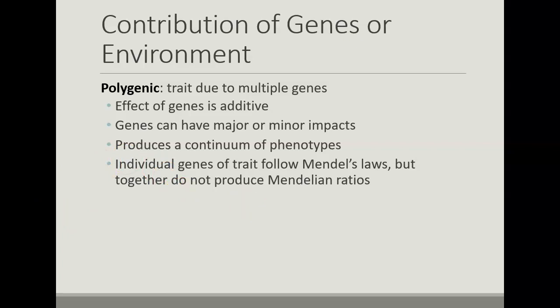So we cannot use Punnett squares to predict crosses and say, oh, there's a 25% chance that this individual will have this trait and a 75% chance that this individual will have this trait. We can't do that with polygenic traits. They don't work that way.